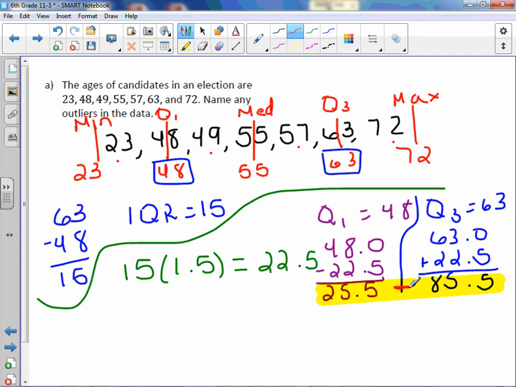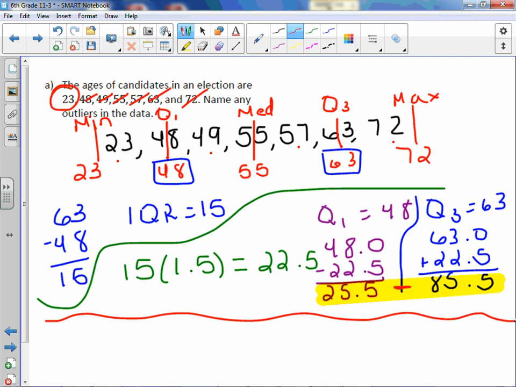So let's look at our data again. We have 72. 72 is in between there, so it's not an outlier. 63 is in between, as well as these numbers. However, 23 is not greater than 25.5. 23 does not end up in this range. So from that, we can say that 23 is an outlier, meaning it's really outside the data.